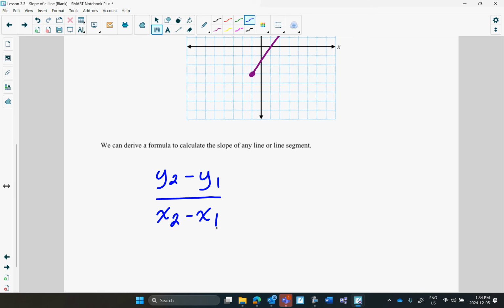Actually it doesn't matter, it could be y1 minus y2 over x1 minus x2. It'll still give you the same answer. Anybody know what letter we use to represent slope?